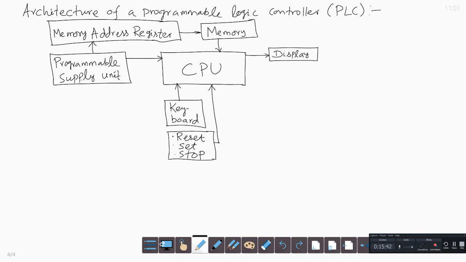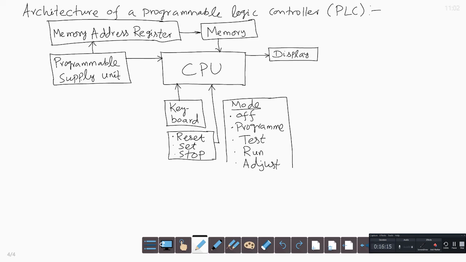And also we have different modes of operation of the CPU, like off mode, program mode, test mode, run mode and adjust mode. These are the different modes of the operation of the CPU. Accordingly, it gives the signal to the CPU.